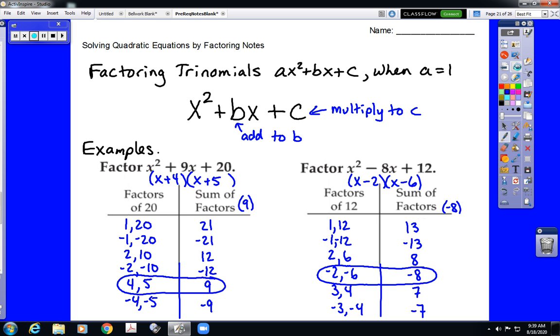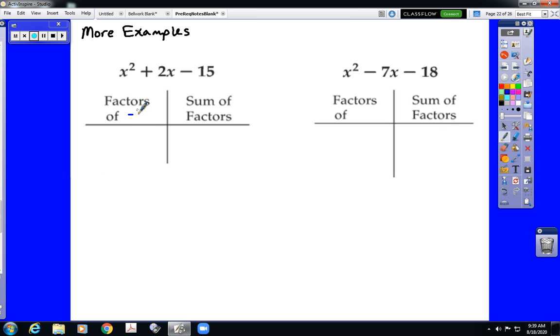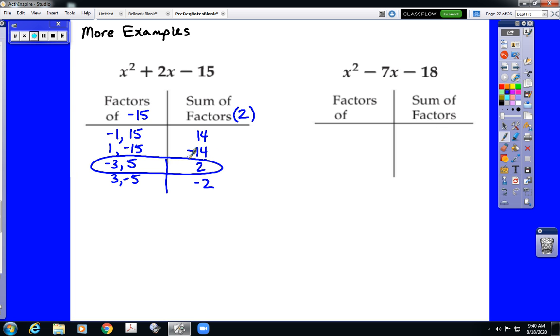Couple more quick examples here. So again, here we're looking for factors that multiply to negative 15 and add to positive 2. When we're trying to get a negative number and we multiply, one of our two numbers is negative. So that could be negative 1 and 15 or 1 and negative 15. It could be negative 3 and 5 or 3 and negative 5. Those are the only four options because there are no other pairs of integers that multiply to equal negative 15. Once again, we notice that only one of those rows, negative 3 and positive 5, add up to positive 2. So that would factor into an x minus 3 and an x plus 5.